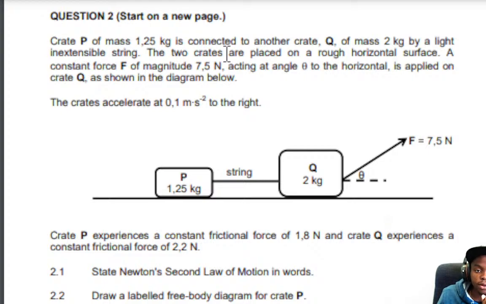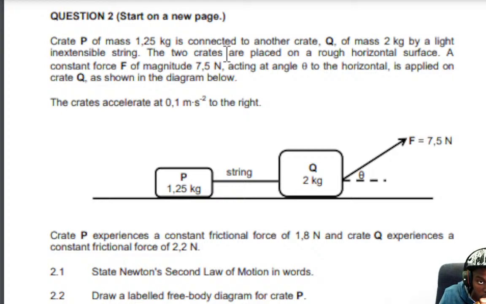Oh no, it's a constant force, sorry. They didn't say it's moving. Okay, so it's a constant force F of magnitude 7.5 acting at an angle theta to the horizontal. They didn't give us the angle. It is applied on grade Q as shown in the diagram below. The grade accelerates at 0.1 meters per second squared to the right.